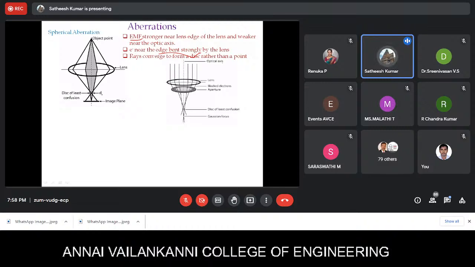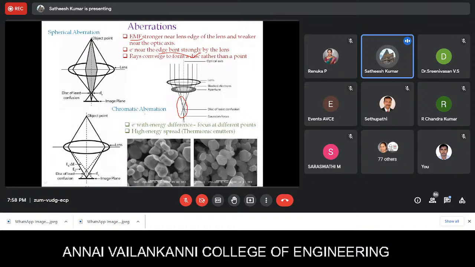Ideally you want the rays to emerge like this, whereas with a strong magnetic field they bend strongly and focus somewhere here. We call this spherical aberration. The prevention method is to put an aperture just below the electromagnetic lens, so that these off-axis electrons are filtered and only the electrons very close to the optic axis remain. That way we can reduce the disk of least confusion, or this problem.